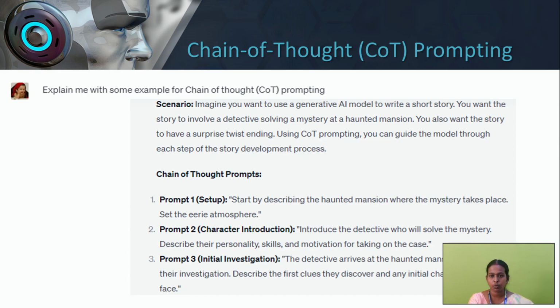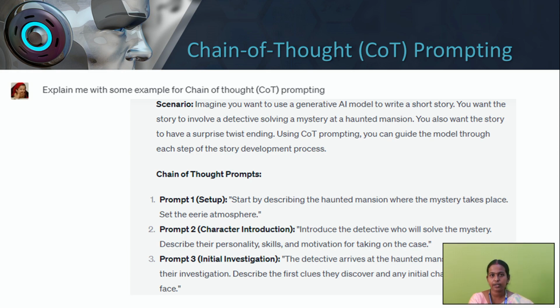Once prompt 1 is satisfied, it goes on to prompt 2. Prompt 2 is the character introduction. So first it has to reveal the mystery, and second it has to reveal the characters involved in the short story. Likewise, I am asking the system to reply in that procedure, in the way I am expecting.